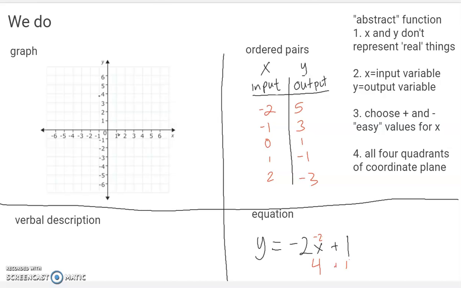If you want to go ahead and pause and write those in, you can. I'm going to have to graph them real fast. Negative 2, positive 5 is there. Negative 1, positive 3 is there. 0, 1 is there. 1, negative 1 is there. And 2, negative 3 is there. And it is a linear graph that looks like that. So there you go. So this equation here, y equals negative 2x plus 1, that's its graph. Those are its ordered pairs.